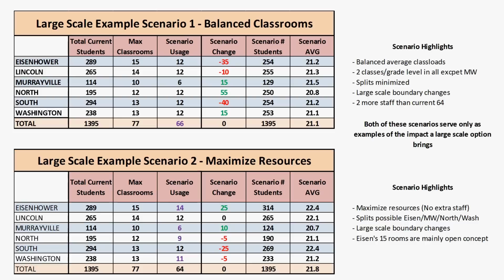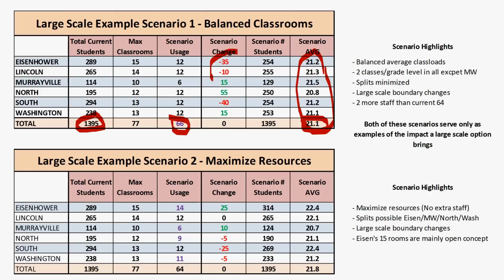We currently have 1,395 K-5 students. If 5 of our elementary schools had 2 classes per grade level, and Murrayville-Woodson had 1, Murrayville-Woodson only has 10 classrooms, we would have a total of 66 classrooms K-5 throughout the district. This would establish a district average of 20.1 students in each classroom. To get our 6 elementary schools to that average, shown here, we would have to make major adjustments in our current boundaries.